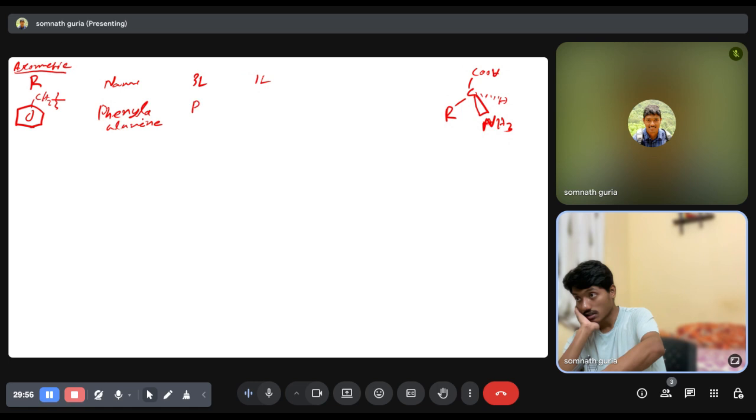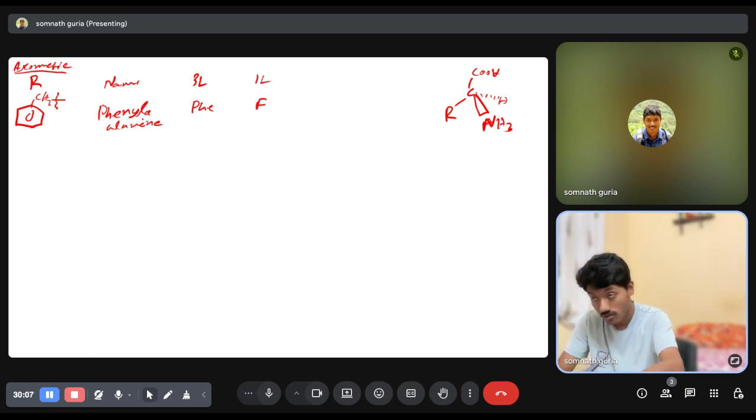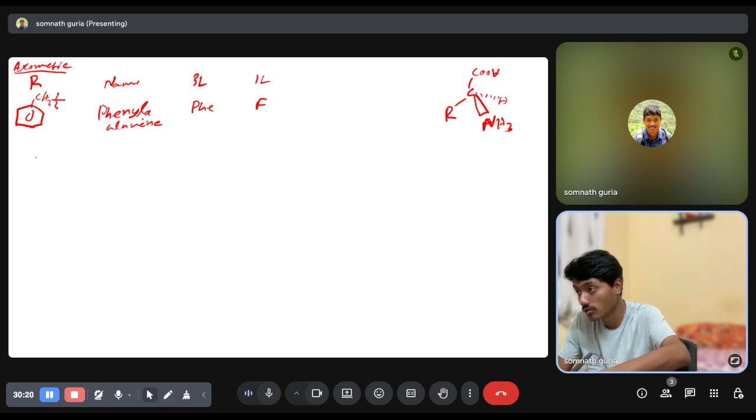Three letter code is PHE and one letter code is F. Now why is it F? In the later part it can be denoted as phi, but P is proline. Now again we introduce an indole group over here. Then this is the CH2 and this is called the indole group.